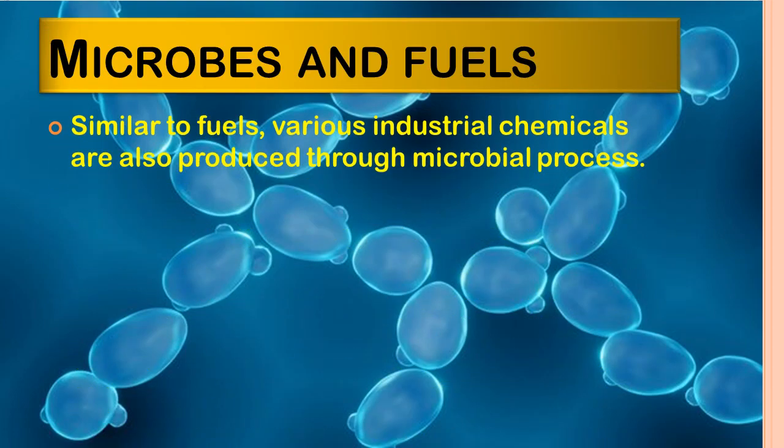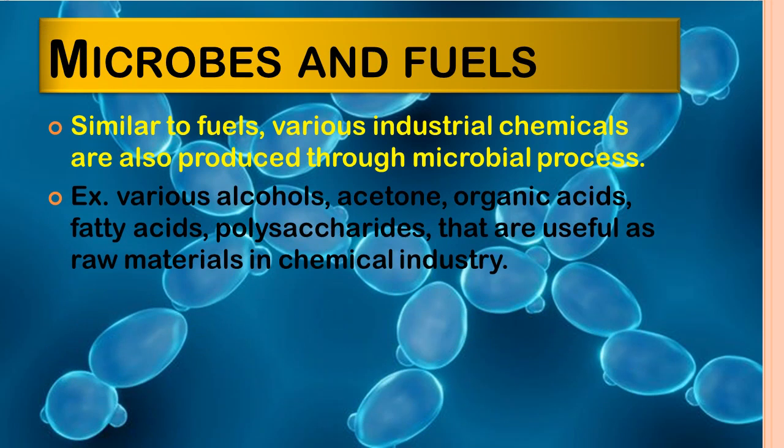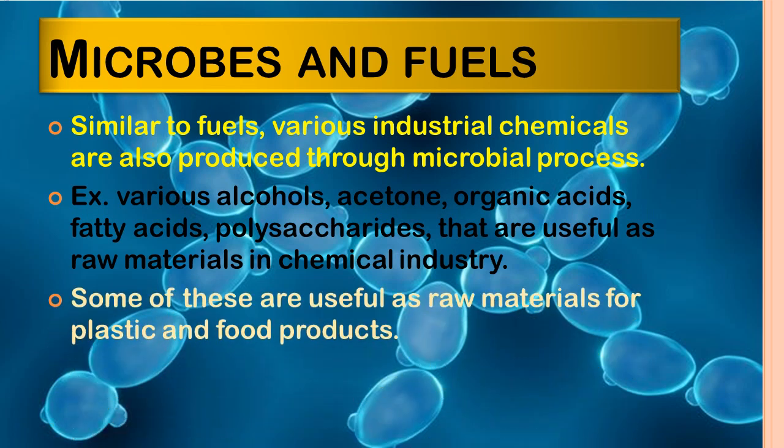Similar to fuels, various industrial chemicals are also produced through microbial processes. For example, various alcohols, acetone, organic acids, fatty acids, and polysaccharides that are useful as raw material in the chemical industry, and some of these are useful as raw materials for plastic and food products.